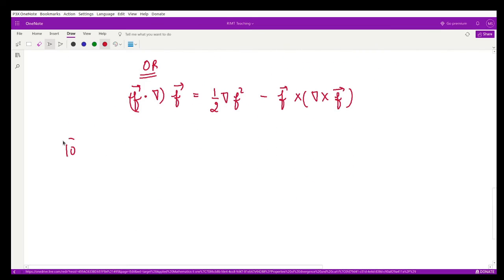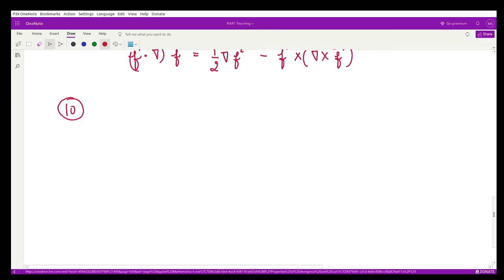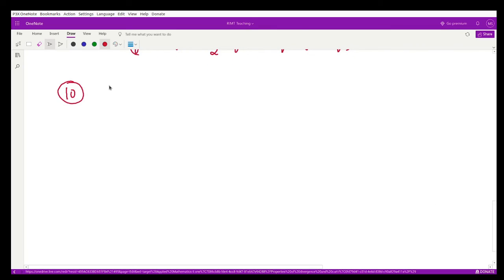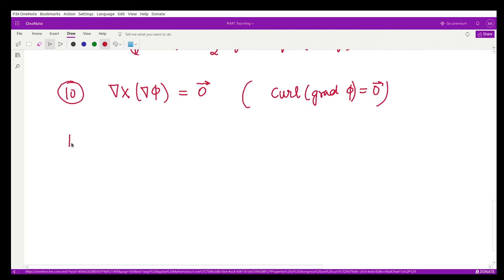Moving on to our 10th property, it says that whenever you take the curl of the gradient of phi, the gradient of phi you know is a vector quantity, you can take its curl, this is equal to 0 always, the vector 0. So in other words, you could say that the curl of any gradient is always equal to the vector 0.